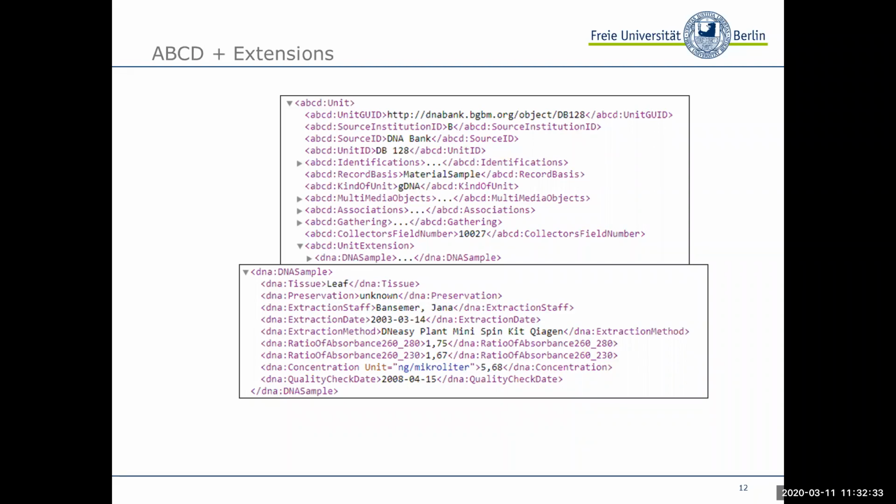For the tech people, you can tell that these data items are not part of the ABCD standard by the small prefix that precedes the data item names, the tags. So DNA means it's part of the extension, and in the core file you can see ABCD, meaning it's part of the actual ABCD standard.